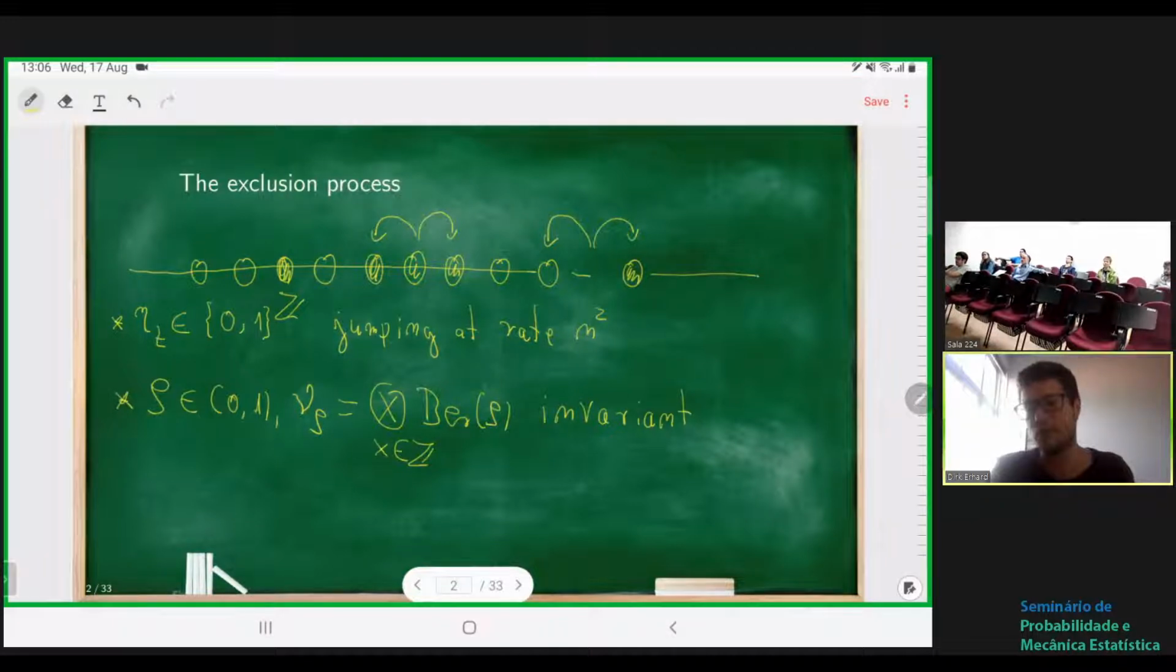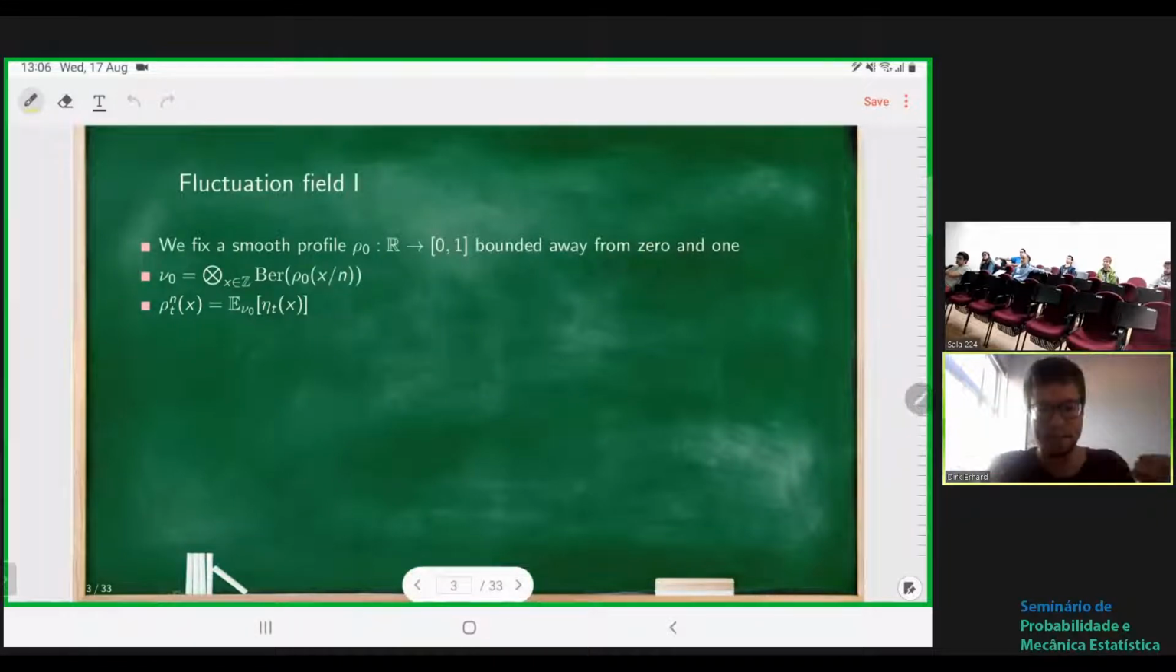And well, if you have this process, then you want to study the typical questions that we do in probability theory, maybe the law of large numbers, the central limit theorem. And what I will focus on more today is the central limit theorem type of result. And so there's a famous observable, which is called the fluctuation. To introduce this, I need some more notation. You can study the fluctuations in equilibrium, or you can study them also out of equilibrium.